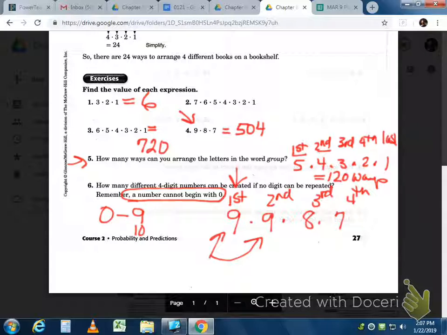still 9 again. So we would have 9 times 8 times 7 is 504, but we need to take that times what? 9. Another 9. So 4,536 possibilities. 4,536 4-digit numbers. That's a lot of numbers, isn't it? All right, questions about that?